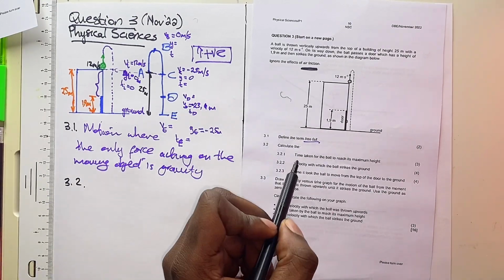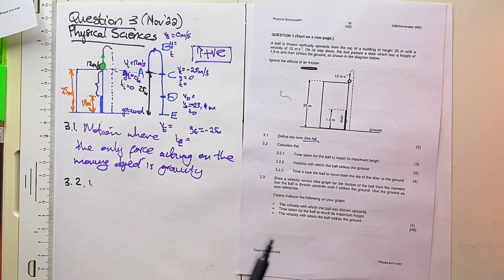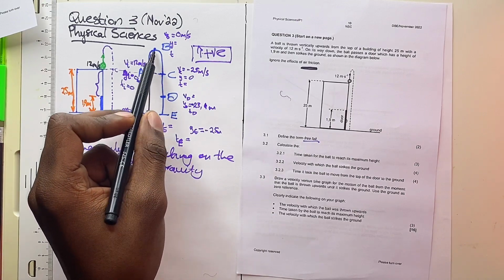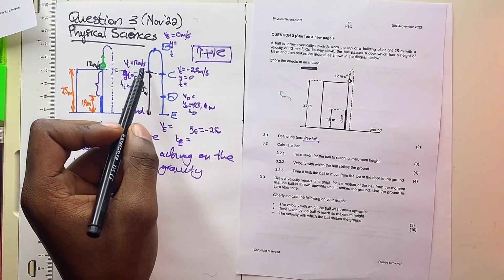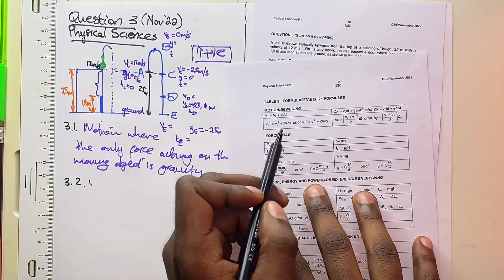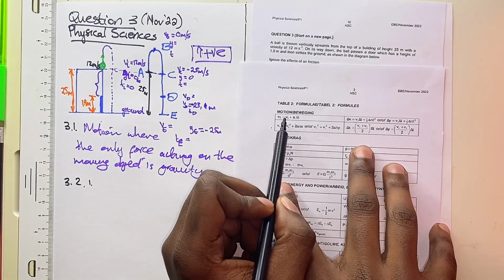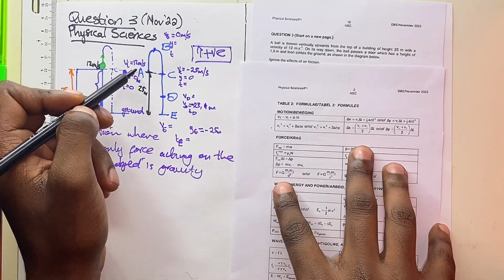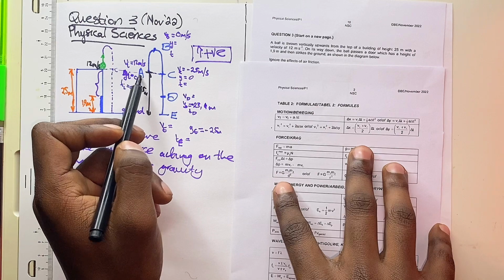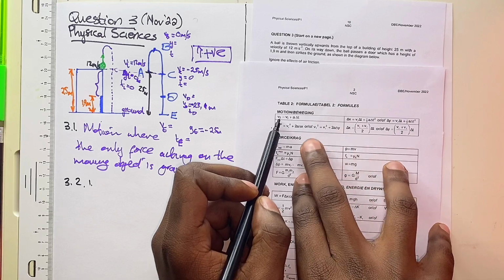3.2 says calculate the following. Time taken for the ball to reach its maximum height. So we want the time it takes to go from point A to point B, because point B is the maximum height. To do that, we are going to go to the equations of motion. To use the equations of motion, the best thing you can do is look at the equations and then look at the givens that you have between the two points in question. Since we are going from A to B, we'll see what we have between A and B that we can use in our equations of motion.